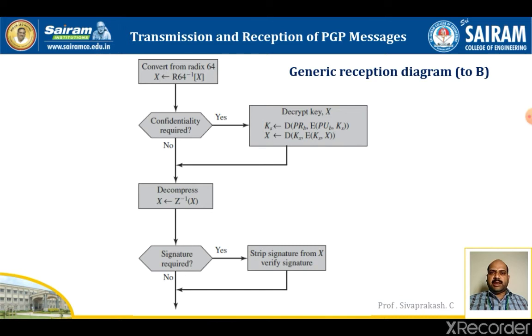At the reception end, the incoming block is first converted back from Radix 64 format to binary. Then, if the message is encrypted, the recipient needs to decrypt the information. If it is not encrypted, then the information can be taken straight away for decompression. If the message is encrypted, then we have to go for the decryption process.